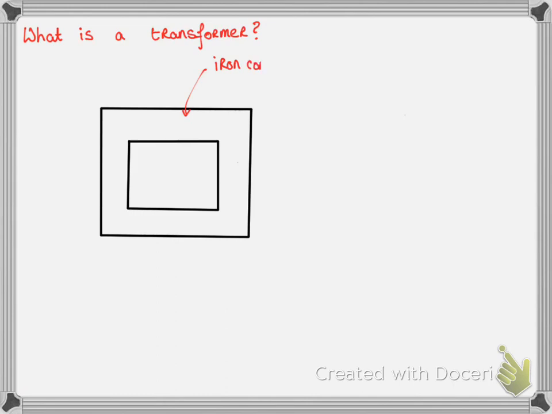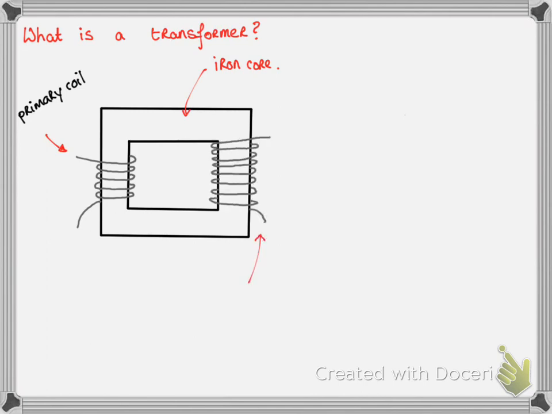Today's lesson we are going to look at transformers. So first of all, what is a transformer? A transformer is made up of an iron core with a loop of wire on one side, which we call a primary coil, and another loop of wire on the second side, which we call a secondary coil.